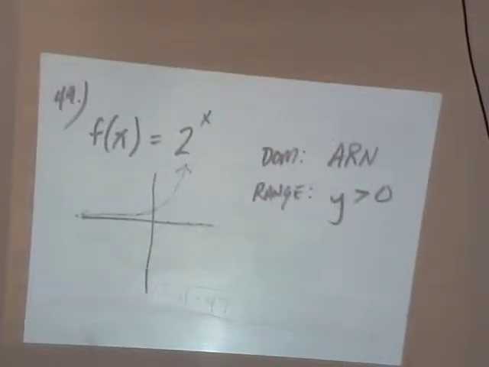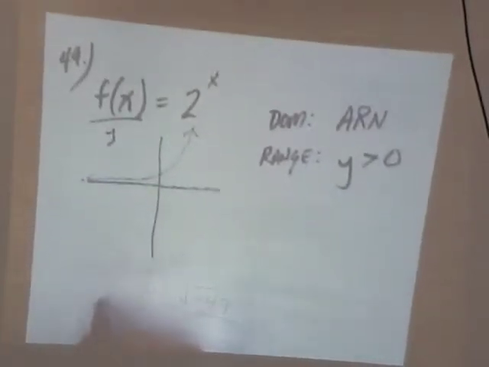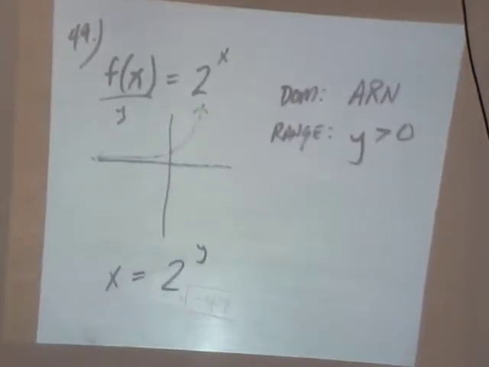What's step 1 to find the inverse of a function? Switch the x's and the y's. And remember we said this is equal to y. So if we switch the x's and y's, we'll have x equals 2 to the y power. And step 2 is to solve for y.